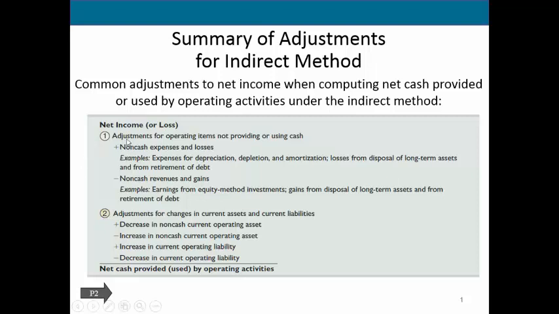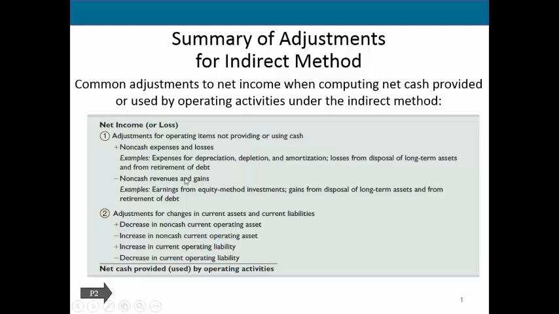First, we need to adjust for any items in this income or loss amount that are not actually cash items. These are going to be our non-cash expenses and losses and our non-cash revenues or gains. If you have an expense or a loss, that means that is a negative item in the income statement, but it is not a cash item. So we add that back to bring this effect to nothing.